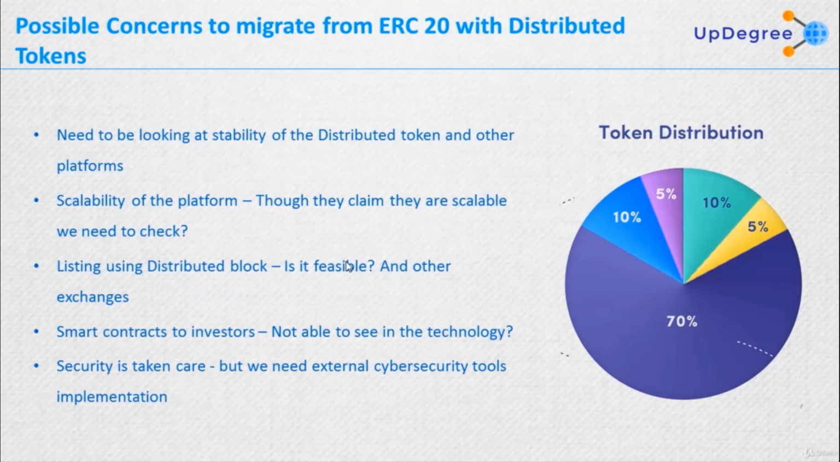Listing: is it compatible with listing? Maybe it's a utility token or a security token; we need to understand. Smart contracts for investors: are they there or not? Is security taken care of? How do they implement external cybersecurity tools? Basically, you need to identify the concerns, answer them, and then see whether you can migrate from one platform to another. I'm just giving an example here of ERC20 with distributed tokens, or distributed blocks.